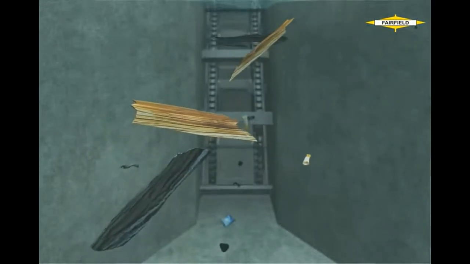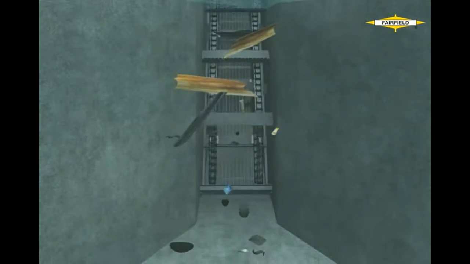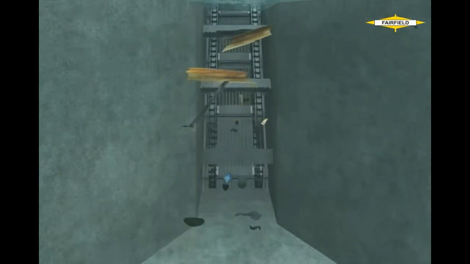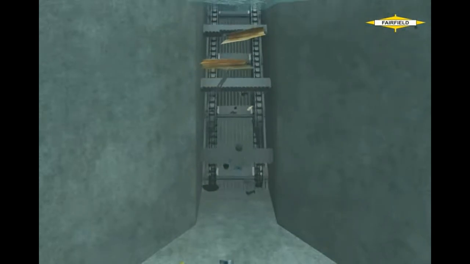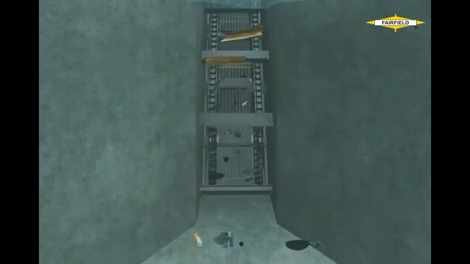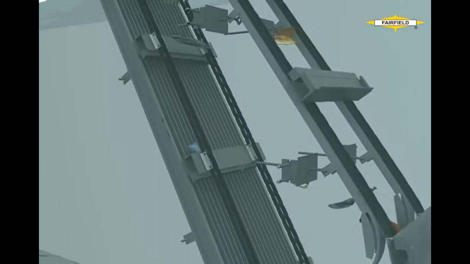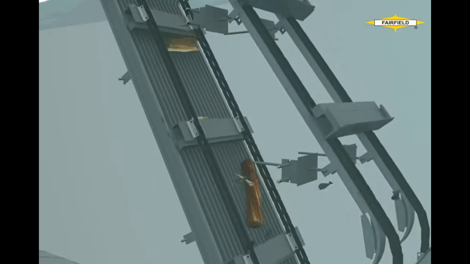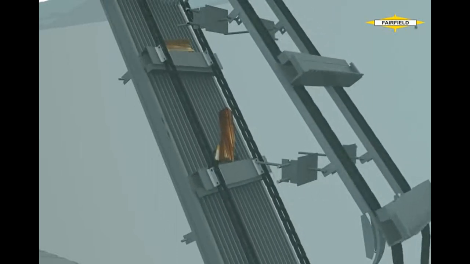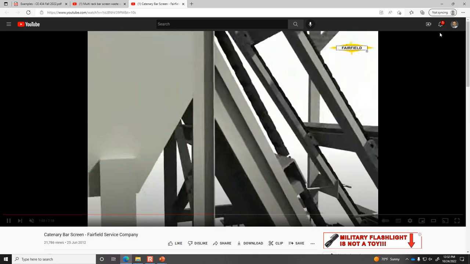From the wastewater point of view here, it's hanging down in front, and the debris when it hits the screen is just going to get trapped by one of those scrapers and sent up towards the hopper. So that's what a catenary is.